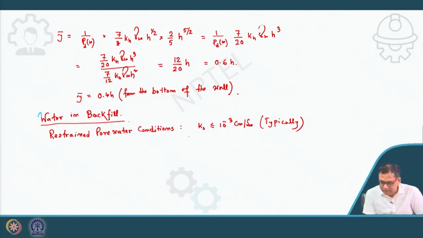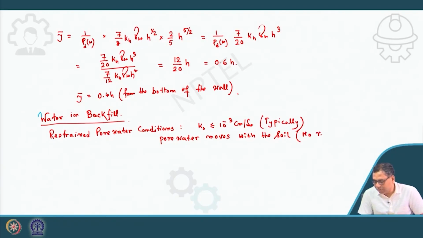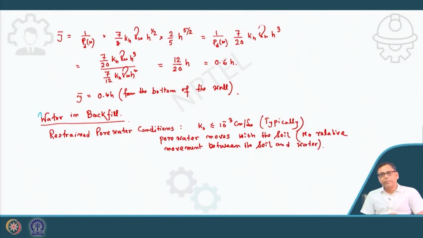So, here I can write that pore water moves with the soil, no relative movement between the soil and water. Clear? That means the permeability is very low, so it will move with the soil only. Water will move with the soil, with no relative movement between the soil and the water. So, that is one condition. Another condition is the free pore water condition.